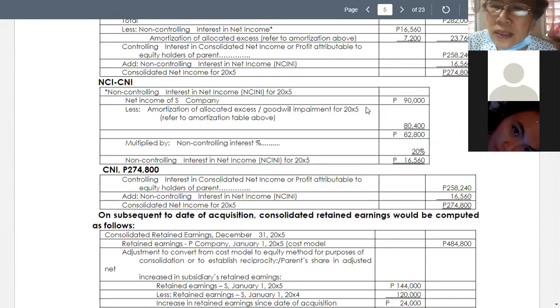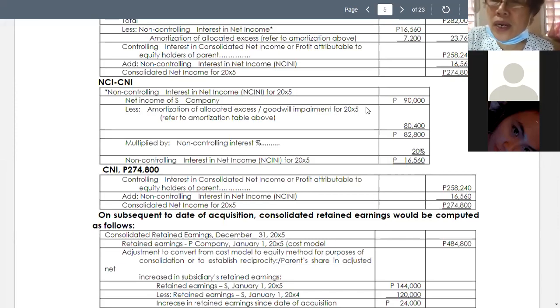Any questions? Oh. So we have now the non-controlling interest, net income for 20x5, the net income of the subsidiary, 90,000. Then we are going to deduct the amortization, the goodwill impairment. Now we will have a table for this in the amount of 80,400, and the total we are going to multiply by 20%. So we get 16,560. Then we add it to the controlling interest of 258,240. We get the consolidated net income.